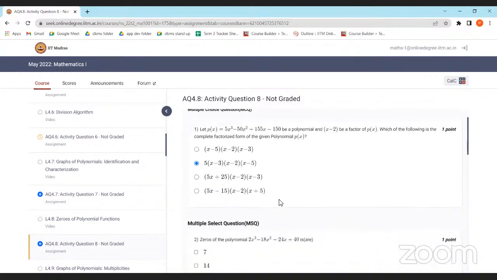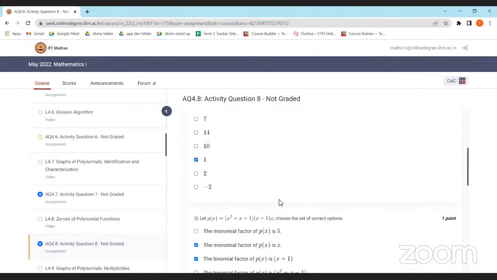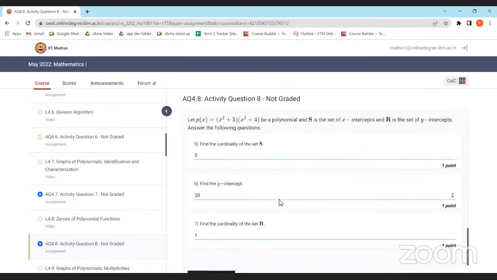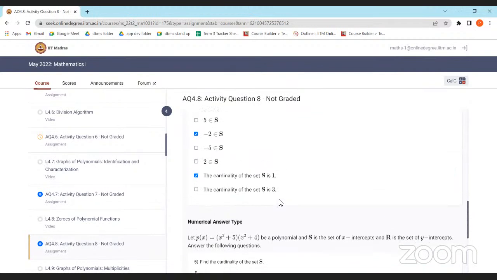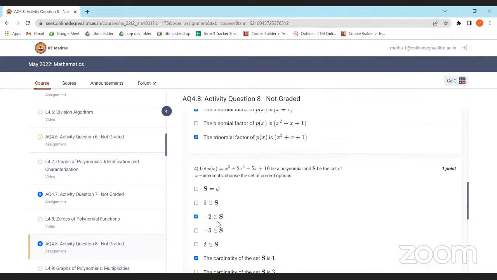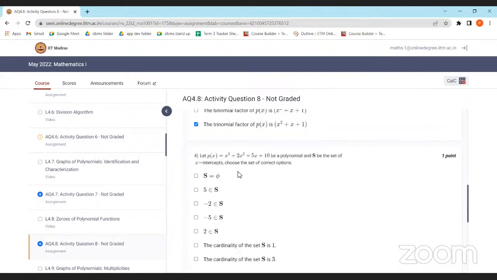Same example, sir, we did. Okay. I did the last question, right? Question number 4, sir. Okay. Why is this the correct answer? Okay. Tell me what your doubt is.